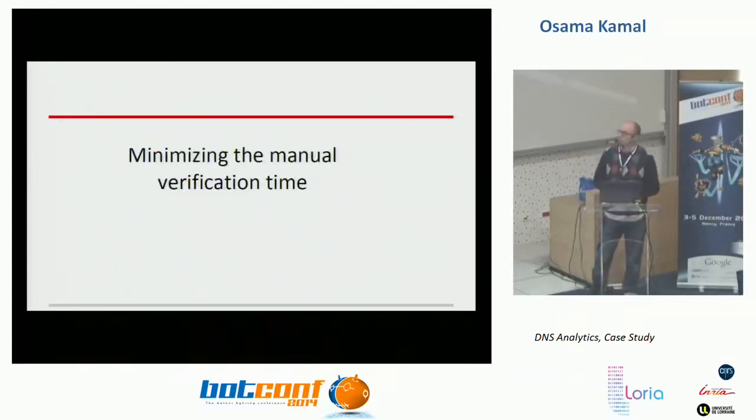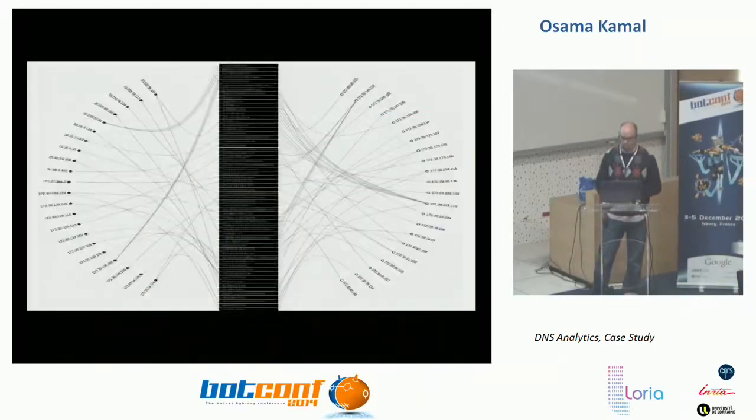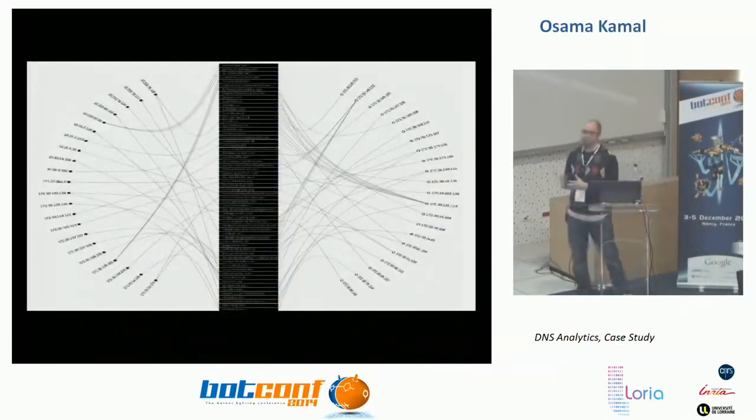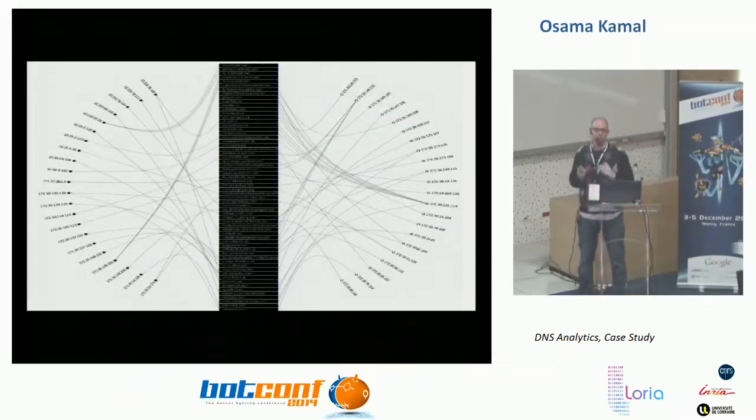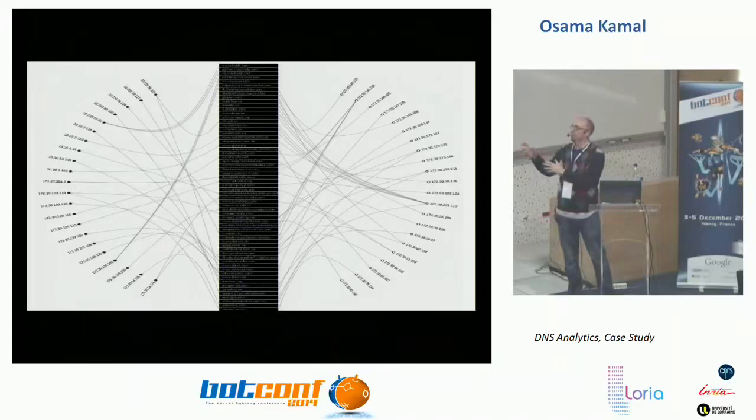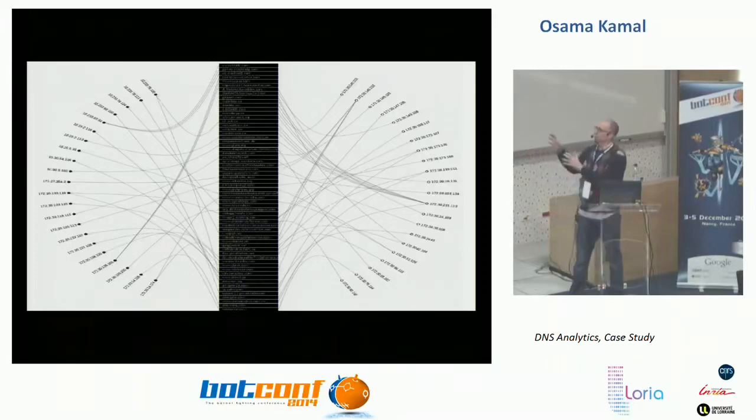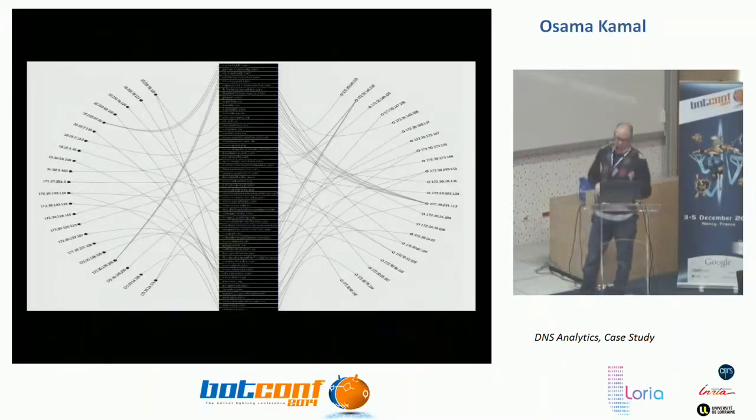The second part is we try to minimize the verification time. And to do this, this is one of the things that we do. We get the domains that are tagged as suspicious domains, and we graph it. This is a D3 graph. And when you look at the graph, you can figure out there's something interesting here.